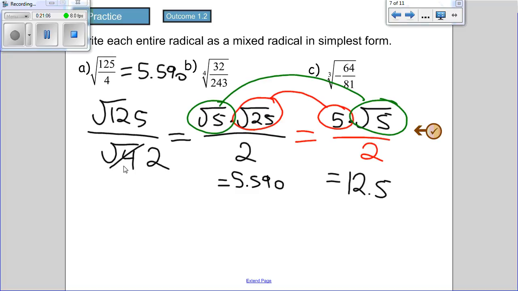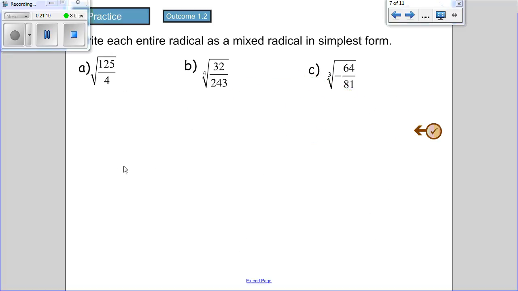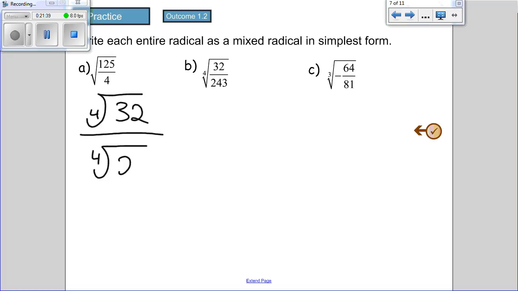Let's do B as a group, because B is a tricky one. First thing you want to do, you see a fraction under a root sign, and you're simplifying, break it up. Get rid of the fraction underneath the root sign. That's the worst part. So you've got the 4th root of 32 divided by the 4th root of 243. And now you're just simplifying 2 things separately.